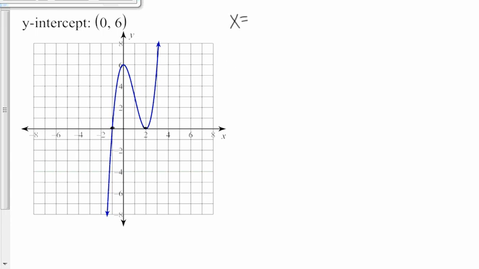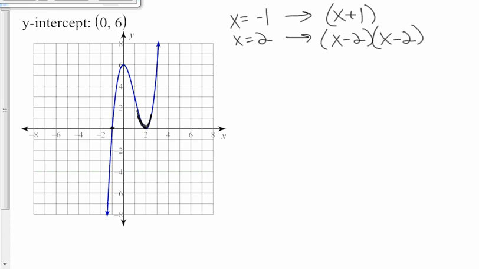So if x equals -1 and x equals 2, I know that these come from the factors x plus 1 and x minus 2. Now, another key visual clue is since we're tangent to the 2, that means that we had an even multiplicity. So that means I had this factor actually 2 times, not just 1 time. Okay, so those are the factors that would make up our equation.